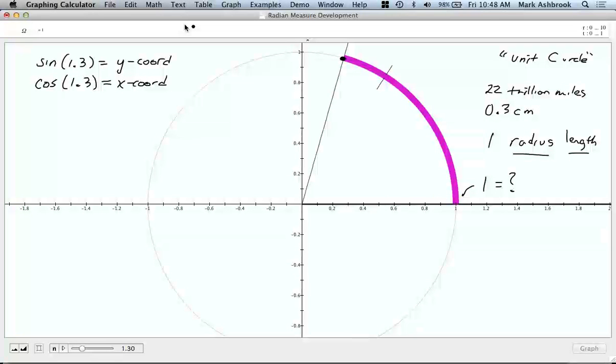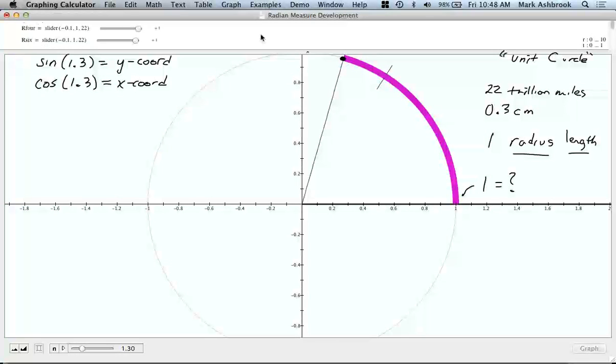So let's show that. It works. I haven't used this in a while. There we go.